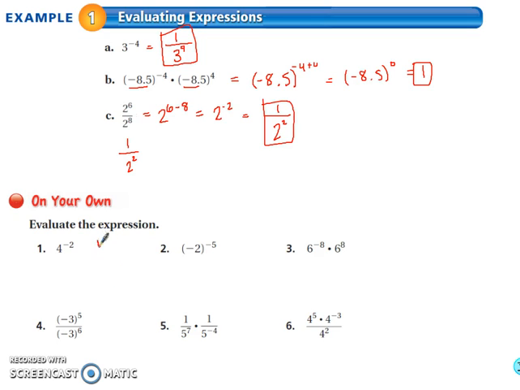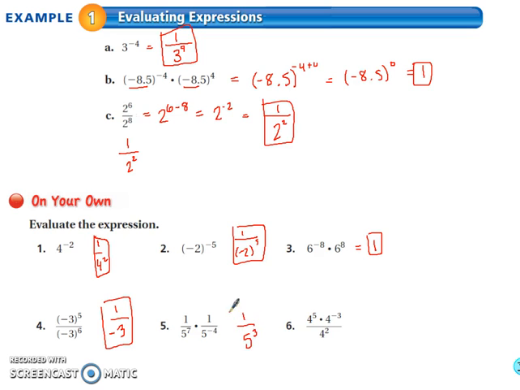For number 1, we should have 1 over 4 squared. For number 2, I should have 1 over negative 2 to the positive 5th power. For number 3, when I add exponents, I end up with 6 to the 0, which simplifies to 1. Number 4 will be 1 over negative 3, or 1 over negative 3 to the 1st power. Number 5, 1 over 5 to the 3rd power. And 6, when we simplify this all the way down, we are going to end up with just 1 again.